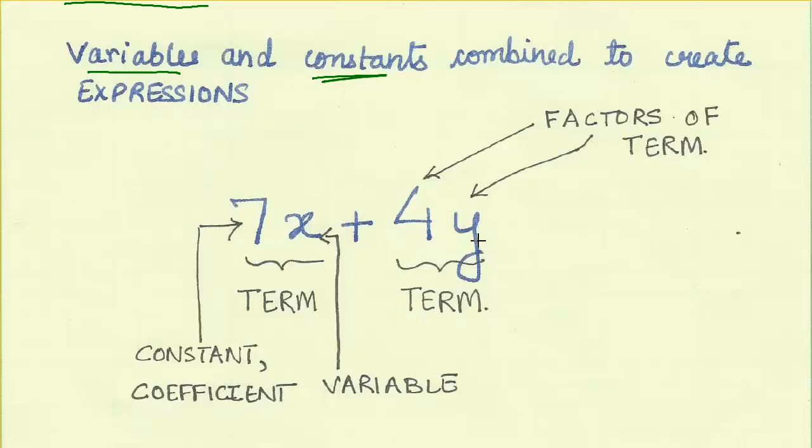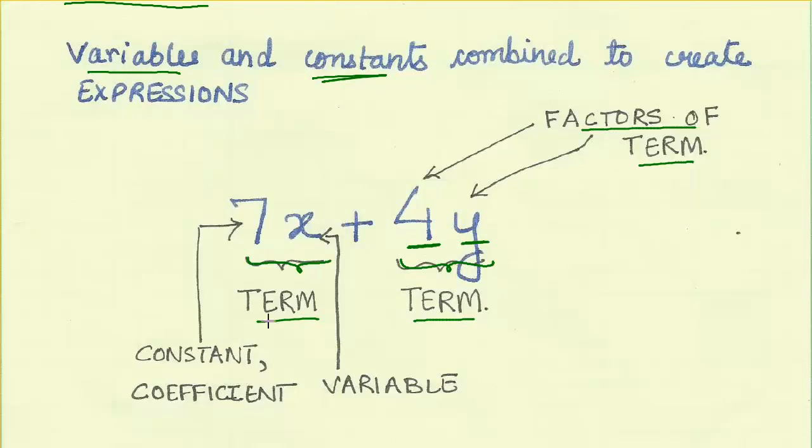Now, if you look at the two components which are forming up the expression, here is 7x and 4y. Now, these two, they are known as terms of the expression. So this expression has two terms, 7x and 4y. Now, if you look at the terms individually, you can see that this is a constant and this is a variable. So these two are known as factors of the term, and the factors are formed by multiplying variables and constants, or it could also be a variable multiplied by a variable.